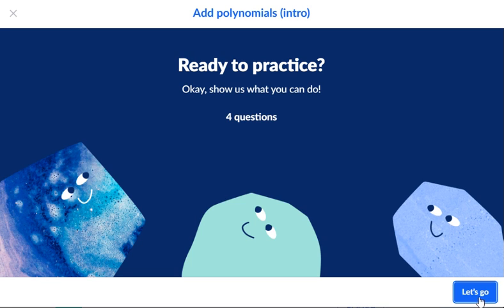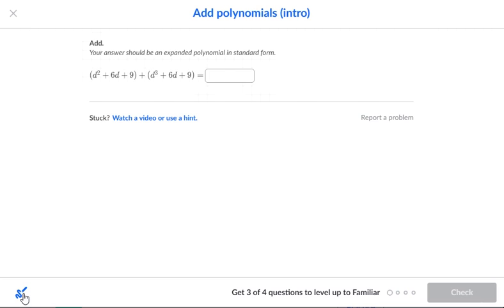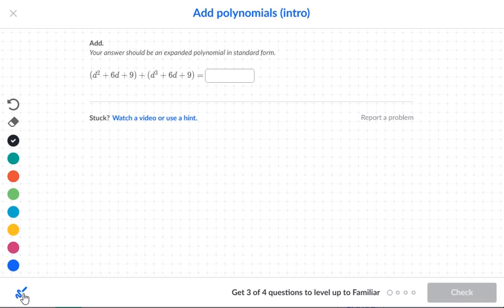Add Polynomials Intro. So what we want to do is go ahead and add the following polynomials together.